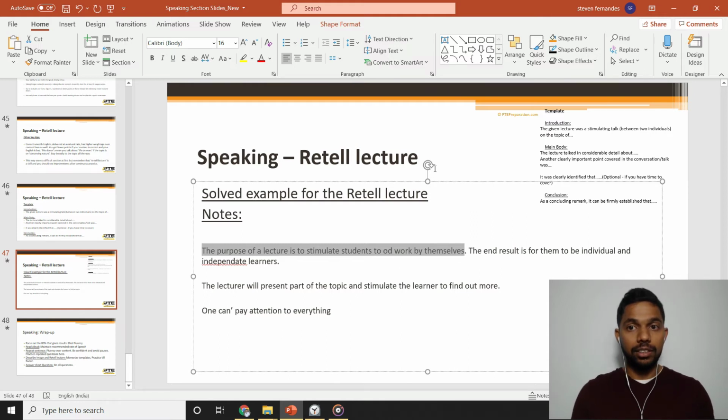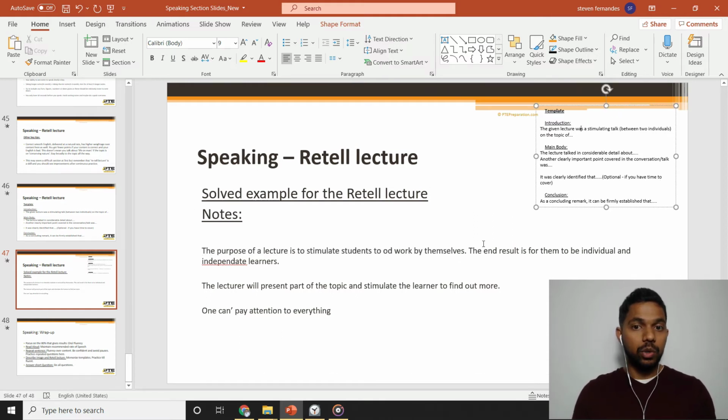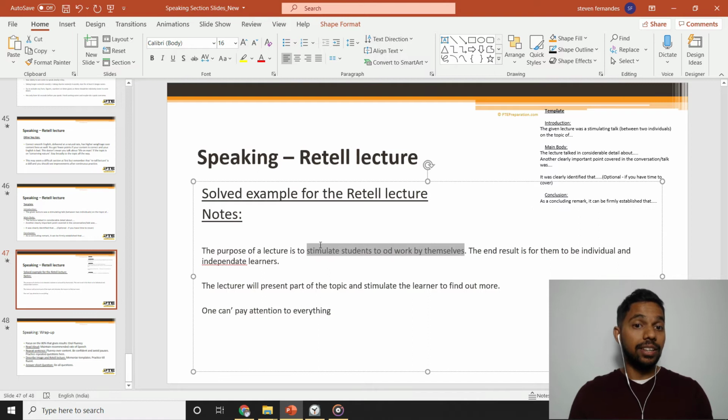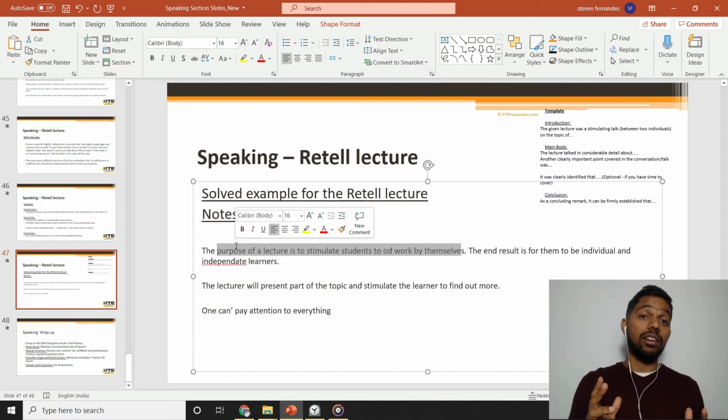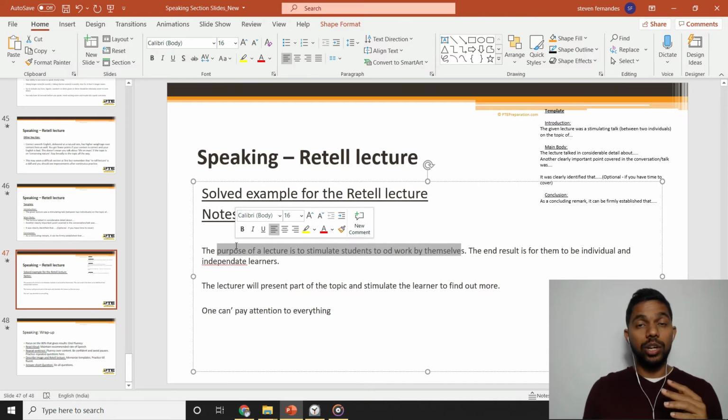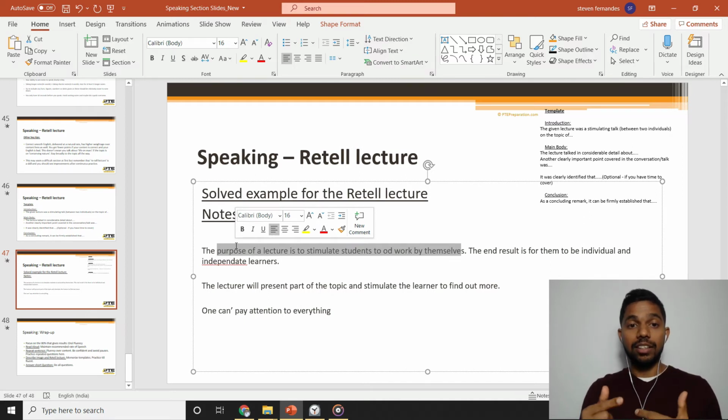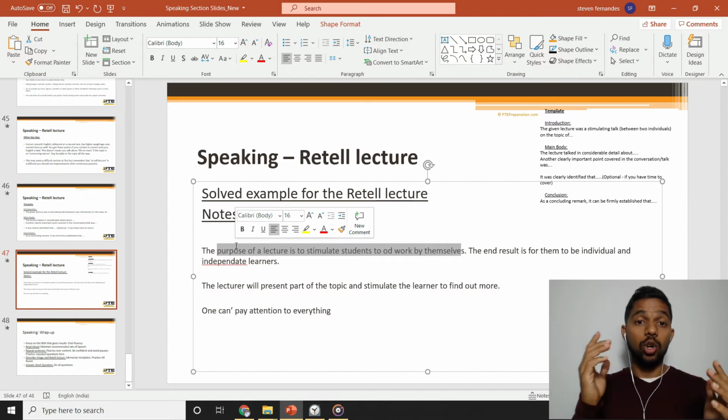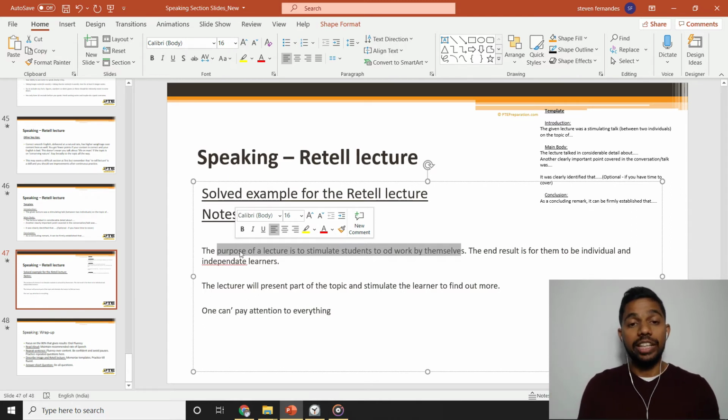So I just take the template, plug it in with what I've written. It's like a complete sentence. I don't have to restructure or rephrase anything, because what happens is when you have notes that you need to restructure and reorganize to form a meaningful sentence, you're going to have pauses and you're going to get stuck, and then that's going to eat into your score.